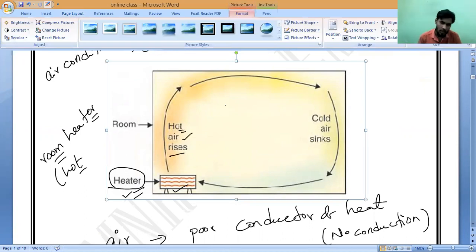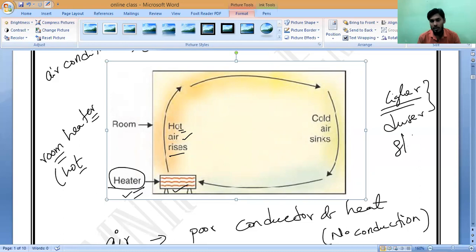Hot air. As we know, if you take two objects, one lighter and another denser, which one will float and which one will sink? The lighter object will float, and the denser object will sink. Correct or not? Yes, sir. The same way, air also behaves like this.